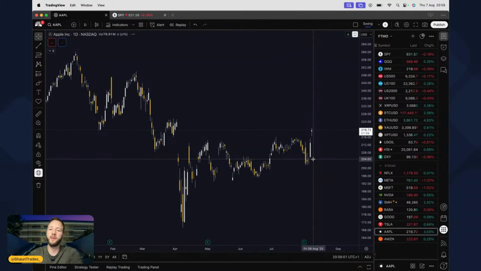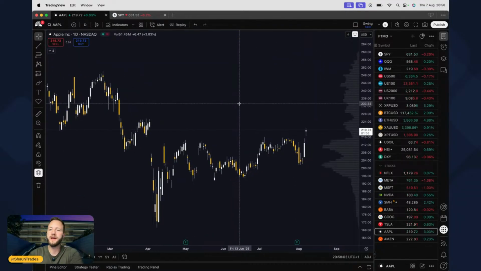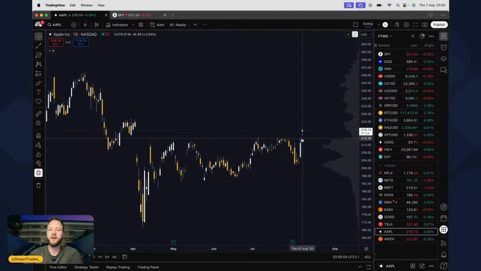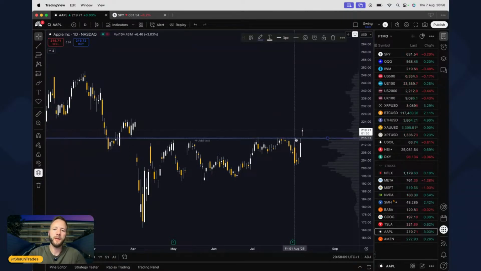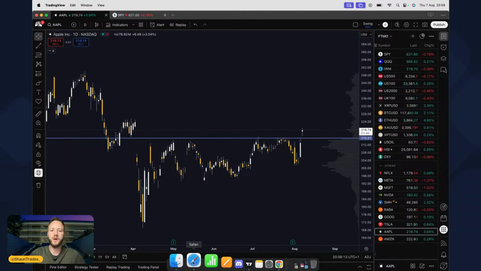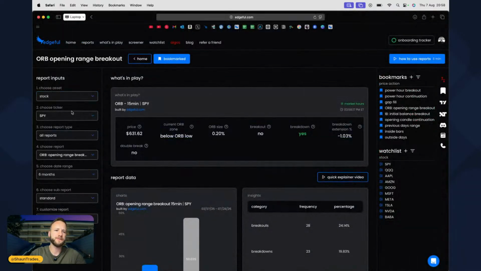Apple flying at the moment. Actually, yesterday was 5%. Today up 3%. Gap up here on Apple. You would expect that to possibly be filled. That's another thing about Edgeful, if you look at different stocks as well. So today we had a gap up on Apple.